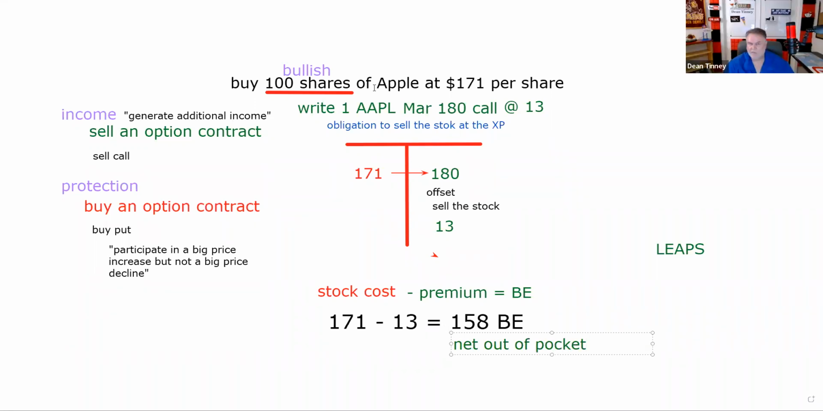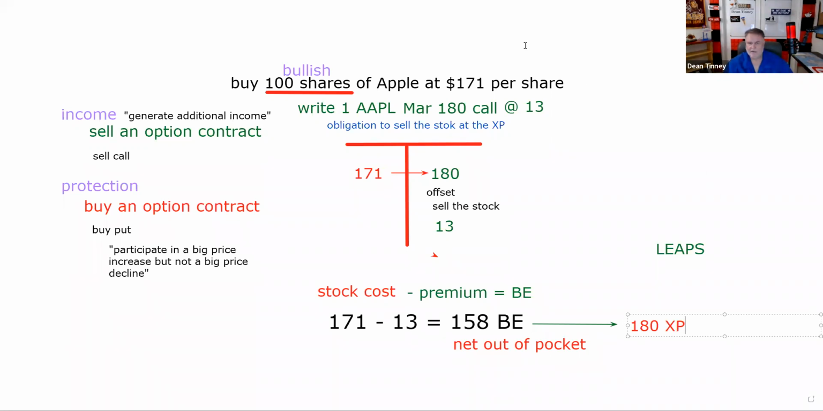Right, that's net out of pocket. What I mean by that is you paid 171 for the stock. You brought in 13 points for the option. And now you can say, okay, I have to give up the stock at the strike price. So another way you could proceed is by saying it's going to be the break even to the strike, which in this case is going to be 180. And that's another way to get the break even. Right, so that's my strike price. And that's another way to proceed.